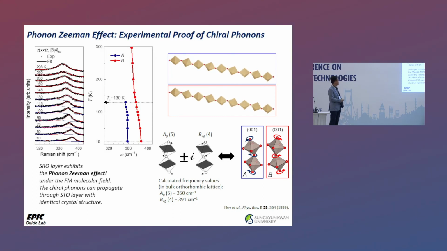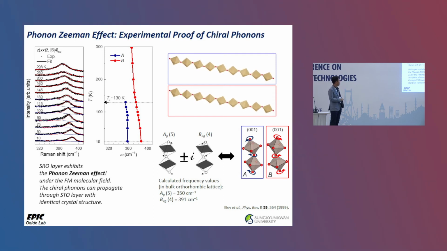So this is the confocal Raman spectroscopy data that we took for our superlattice samples. By the way, oxide thin films are very challenging to measure with Raman spectroscopy, and this was only possible because of the confocal tool that we could access in Germany. So at high temperature, you see only one peak, coming from both of these polarizations.